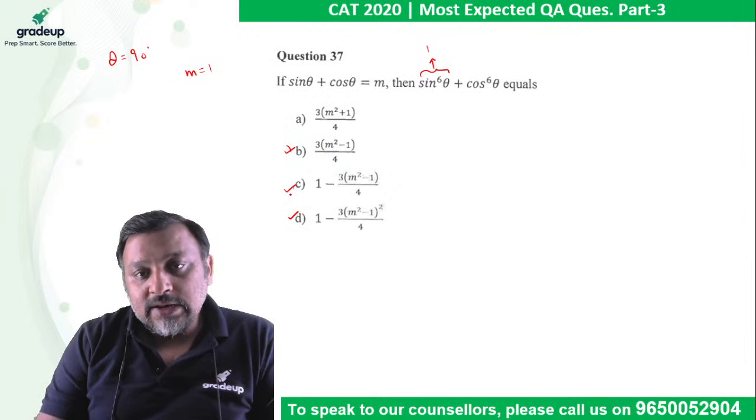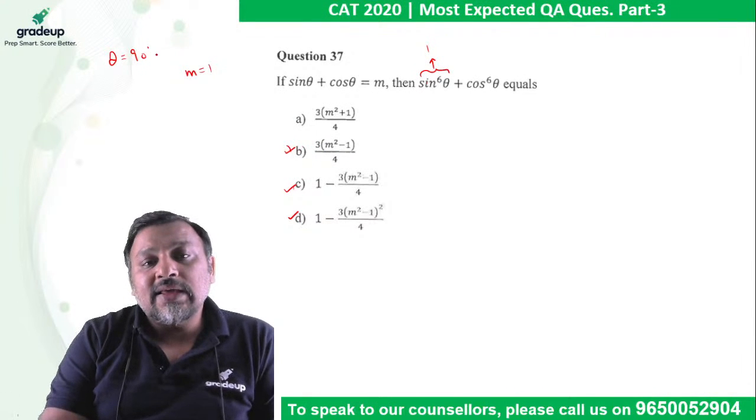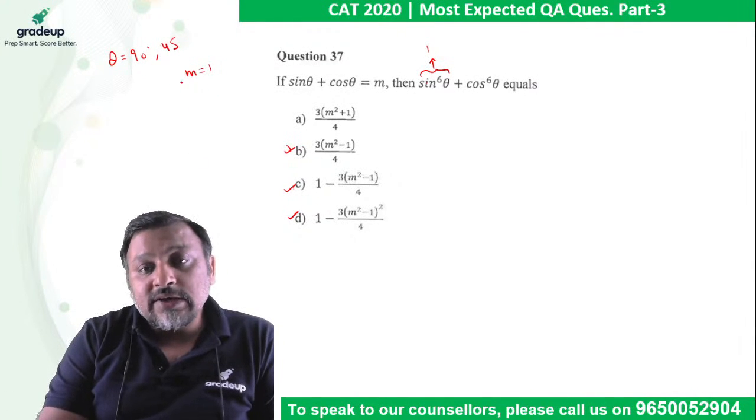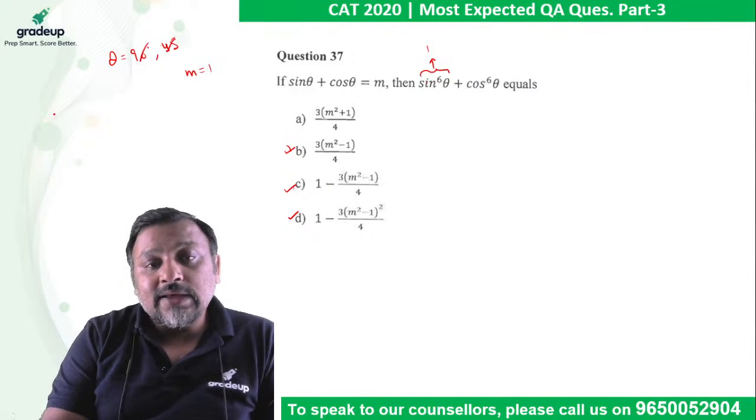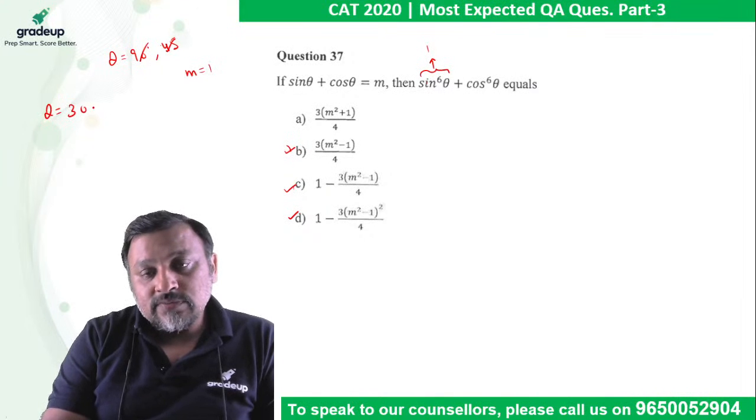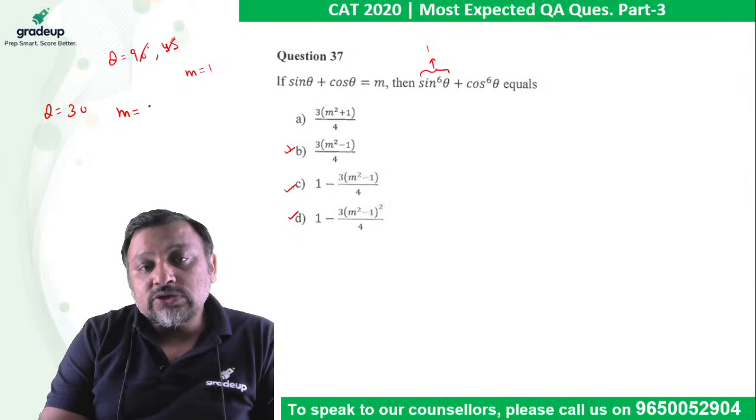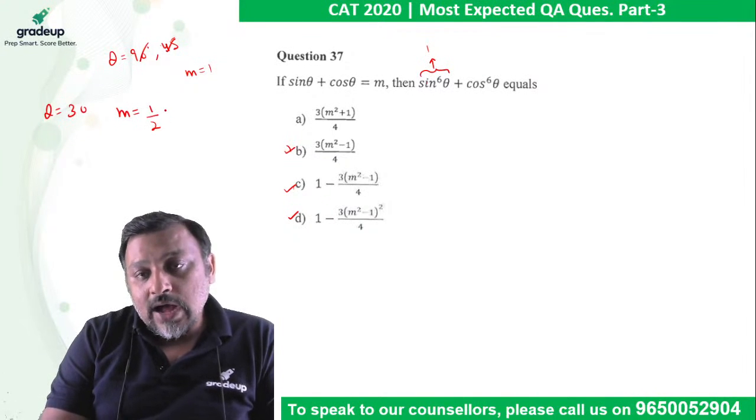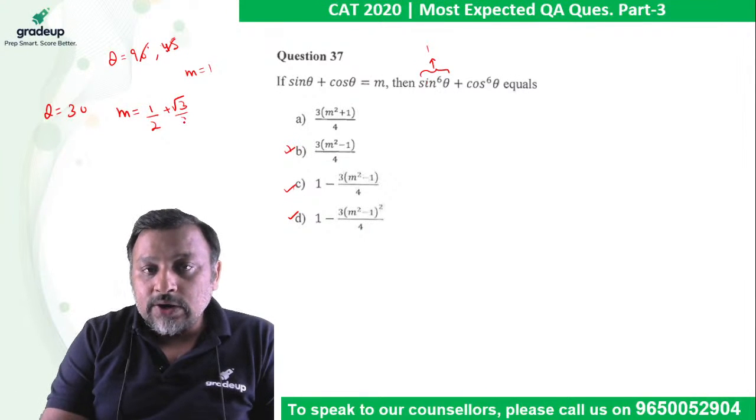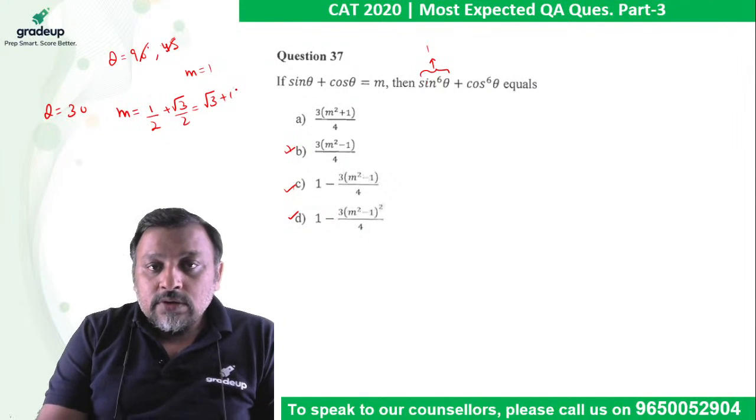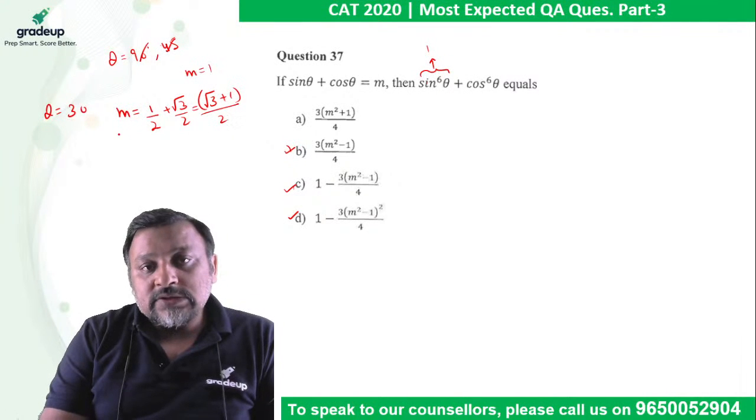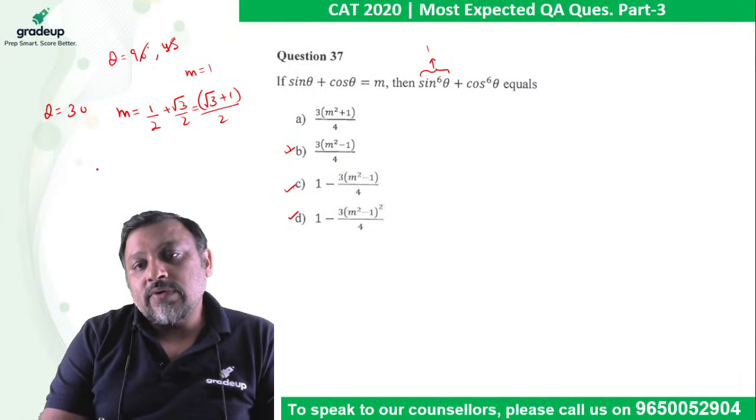So C and D both will satisfy. Similarly, if I take any other symmetric value, if I take theta as 45, then also C and D will satisfy. So I cannot take these values. So either I can take theta as 30 degrees. If I put theta as 30 degrees, what you will get is m as half plus root 3 by 2. So this is the value of m, and this is the value of theta that we have taken.